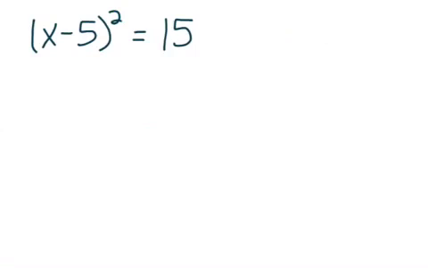This last example is a lot like the one we just did, except we'll see that it doesn't work out exactly, and we'll talk about what to do for that. So again, the x minus 5, the entire thing is being squared, so then I need to take the square root of this side, and then what I do to one side, I have to do to the other. The square and square root cancel out, so I'm left with the x minus 5.